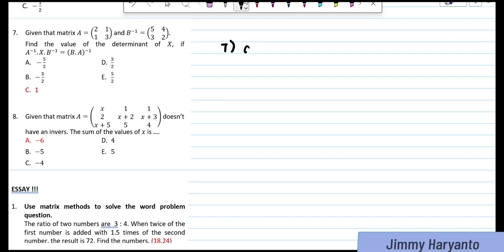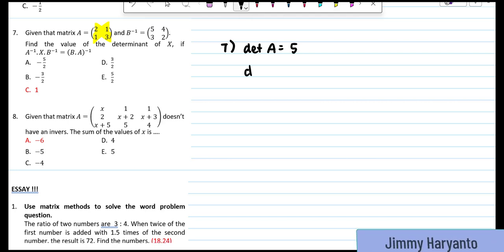For the A, you can find the determinant of A. Determinant of A equals to this times this equals to 6, this times this equals to 1. That means 6 minus 1 equals to 5. That means the determinant of A inverse will become 1 over 5. Okay, that is for determinant of A.